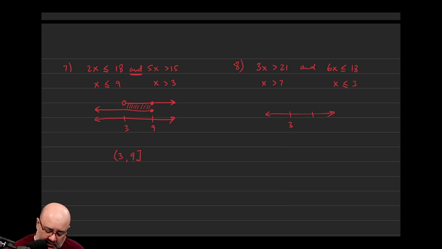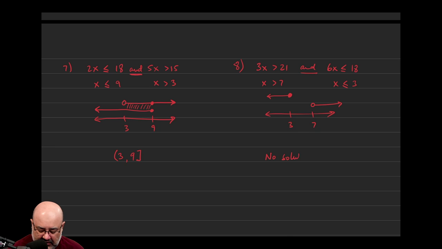3 on the left, 7 on the right. Open circle above the 7. Closed circle above the 3. X is greater than 7 means all the numbers to the right of 7 work. X is less than or equal to 3 means all the numbers to the left of 3 work. It's an and problem, so we're looking for an overlap, and there is no overlap, so this would be no solution.